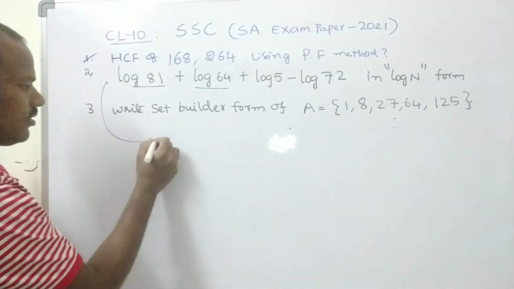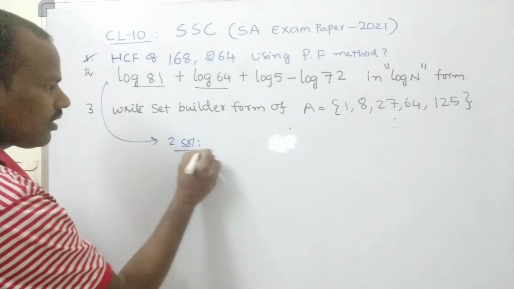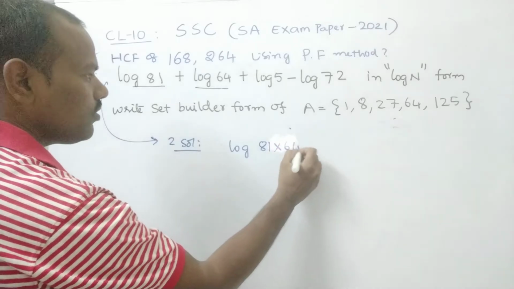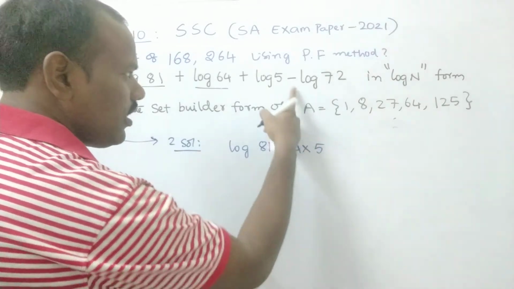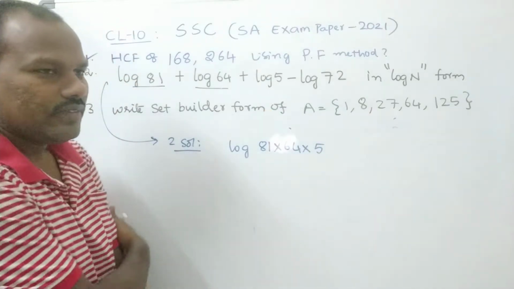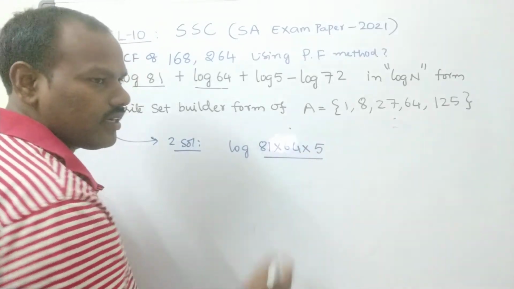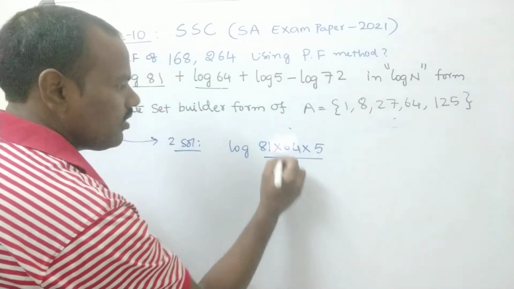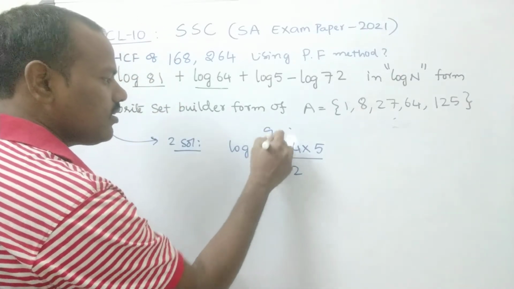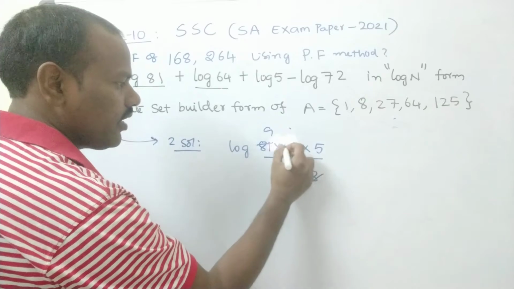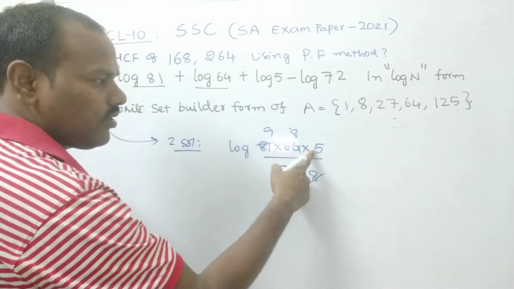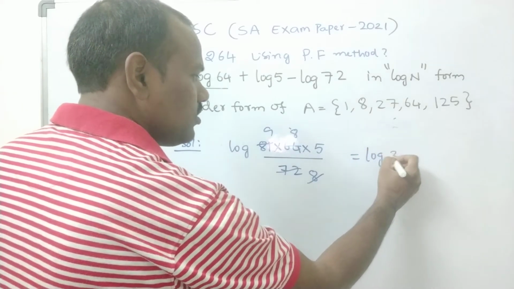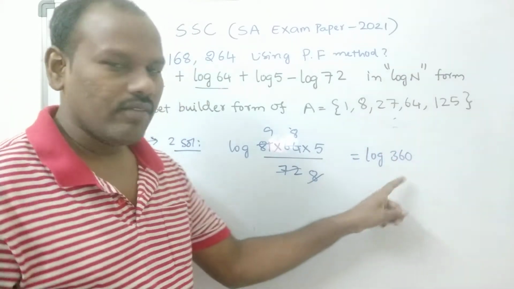So we can write log of 81 into 64 into 5, and minus log 72 you can write as division, because log x minus log y equals log of x by y. So here, 72: 9 9s are 81, 9 8s are 72, 8 8s are 64, 8 5s are 40, 40 into 9 equals 360. Therefore log 360, which is exactly log n format.